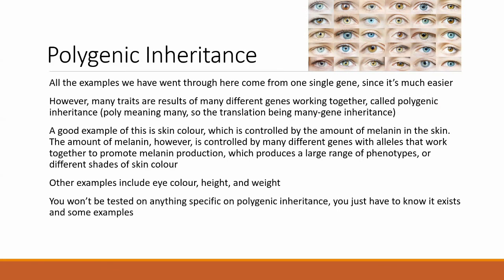Now let's look at polygenic inheritance. All the examples we went through so far come from one single gene, since it's much easier. However, many traits are a result of different genes working together, and this is called polygenic inheritance. Poly meaning many, so the translation would be something like many gene inheritance. A good example of this is skin color, which is controlled by the amount of melanin in the skin. The amount of melanin, however, is controlled by many different genes with alleles that work together to promote melanin production, which produces a large range of phenotypes, or different shades of skin color. Other examples include eye color, height, and weight. You won't really be tested on anything specific on polygenic inheritance, you just have to know it exists and some examples of it.